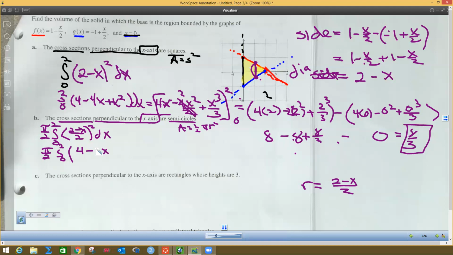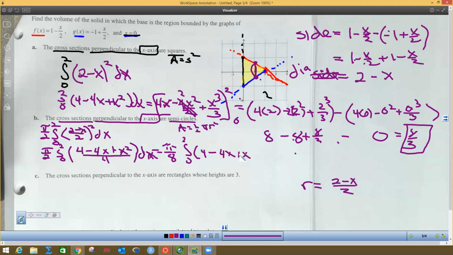But anyway, so this should be 4 minus 4x plus x squared. And then you square that 2 on the bottom, and that's a 4 dx. So now you want to take that 4 out in front because that's another coefficient. So we're going to get pi over 8, and then the integral from 0 to 2, and then all this stuff is the same.